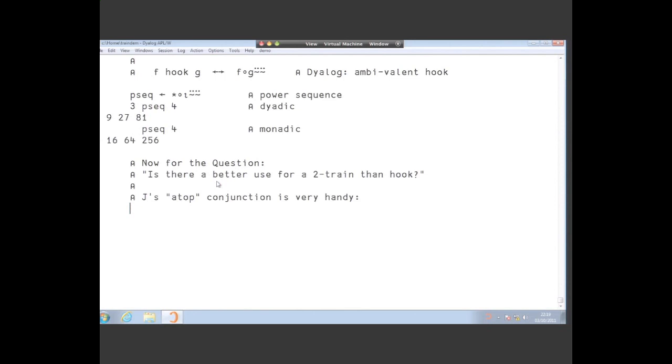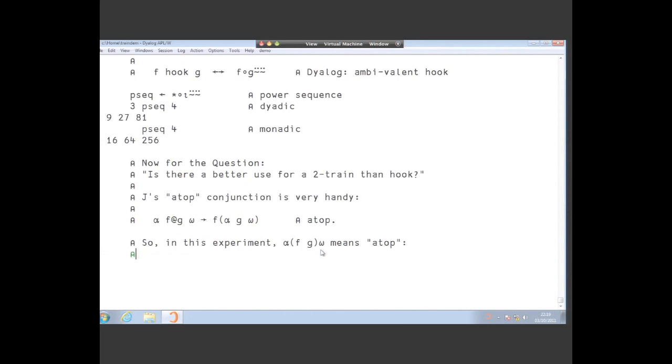And the atop conjunction is defined like this. What it does, given an f and g function, is move the alpha out of here and plop it to the left-hand side of the g. And this, again, is a very nice combinator. It's something you often want. So in this experiment on the conference stick, the dyadic two train means atop.